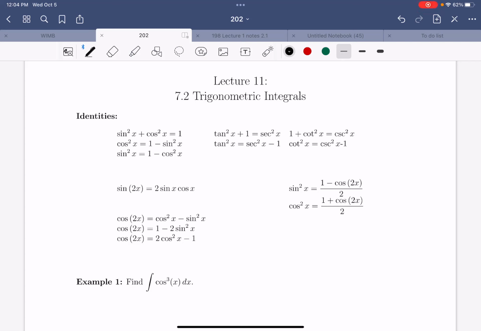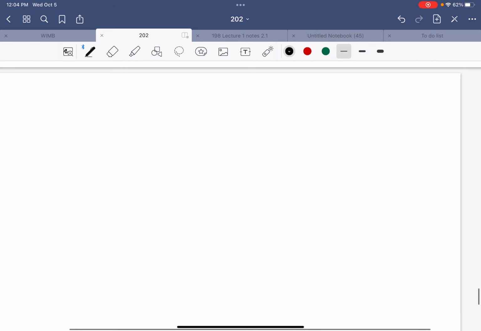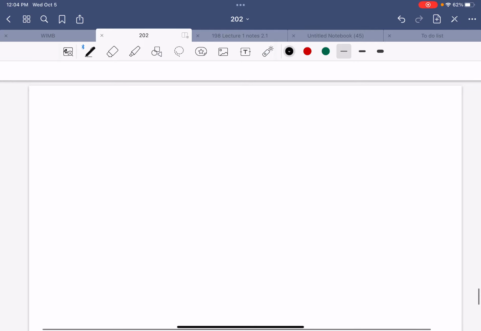Welcome to Lecture 11. This is section 7.2 on trigonometric integrals. Before we jump into what's here, I want to actually solve for you the integrals for all 6 trig functions. So I'm going to add a blank page in here. And let's quickly talk about the integrals of the 6 trig functions.